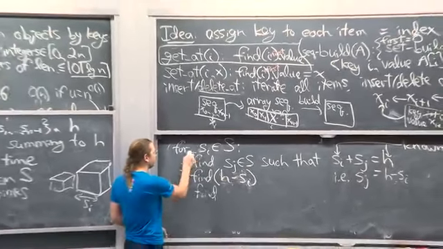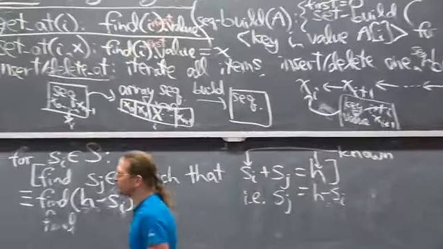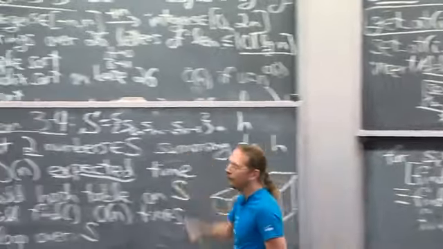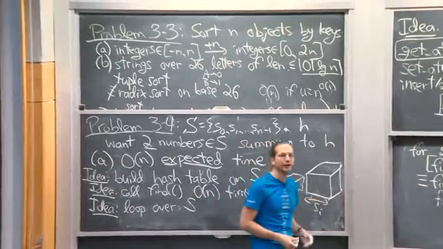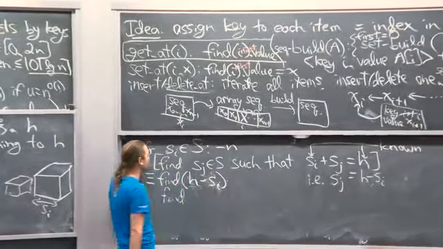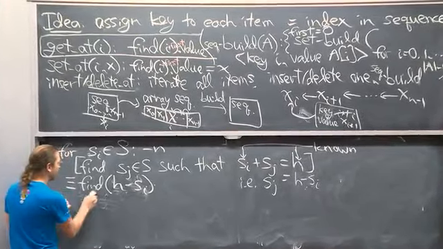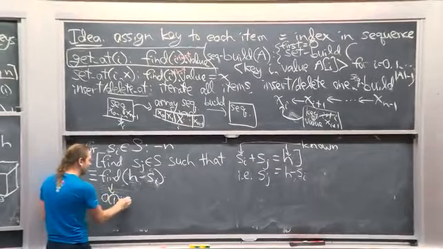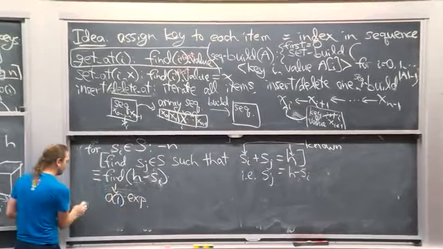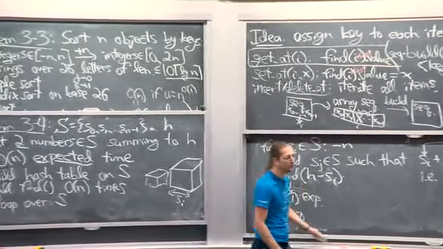Okay, so this is like a comment, right? And then this is what we actually do. And if there is a pair of numbers summing to H, this will find it. How much time did it take? Well, we're doing n iterations of this loop. Each one we're calling a single find operation. And find costs constant expected time. And so the total is linear expected time. Great. Part A done.